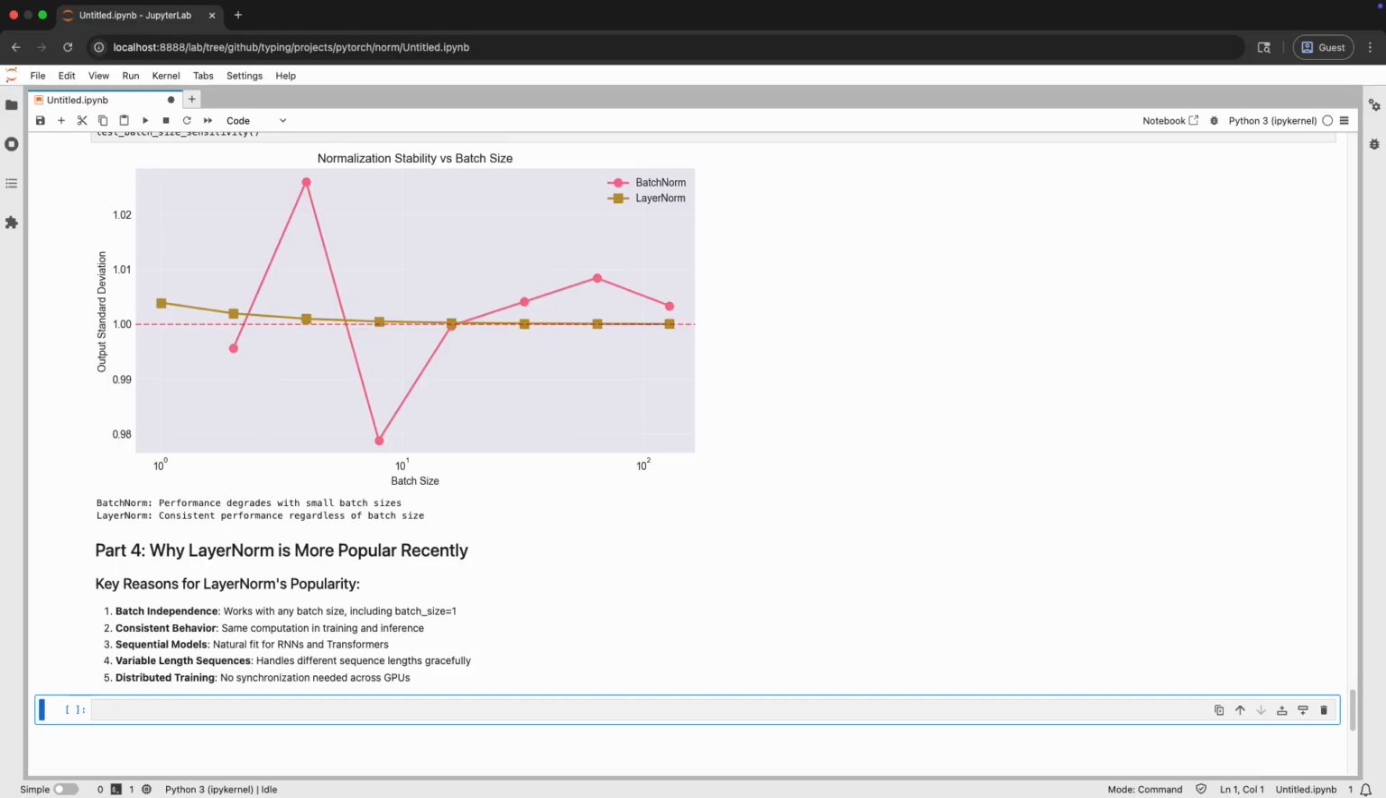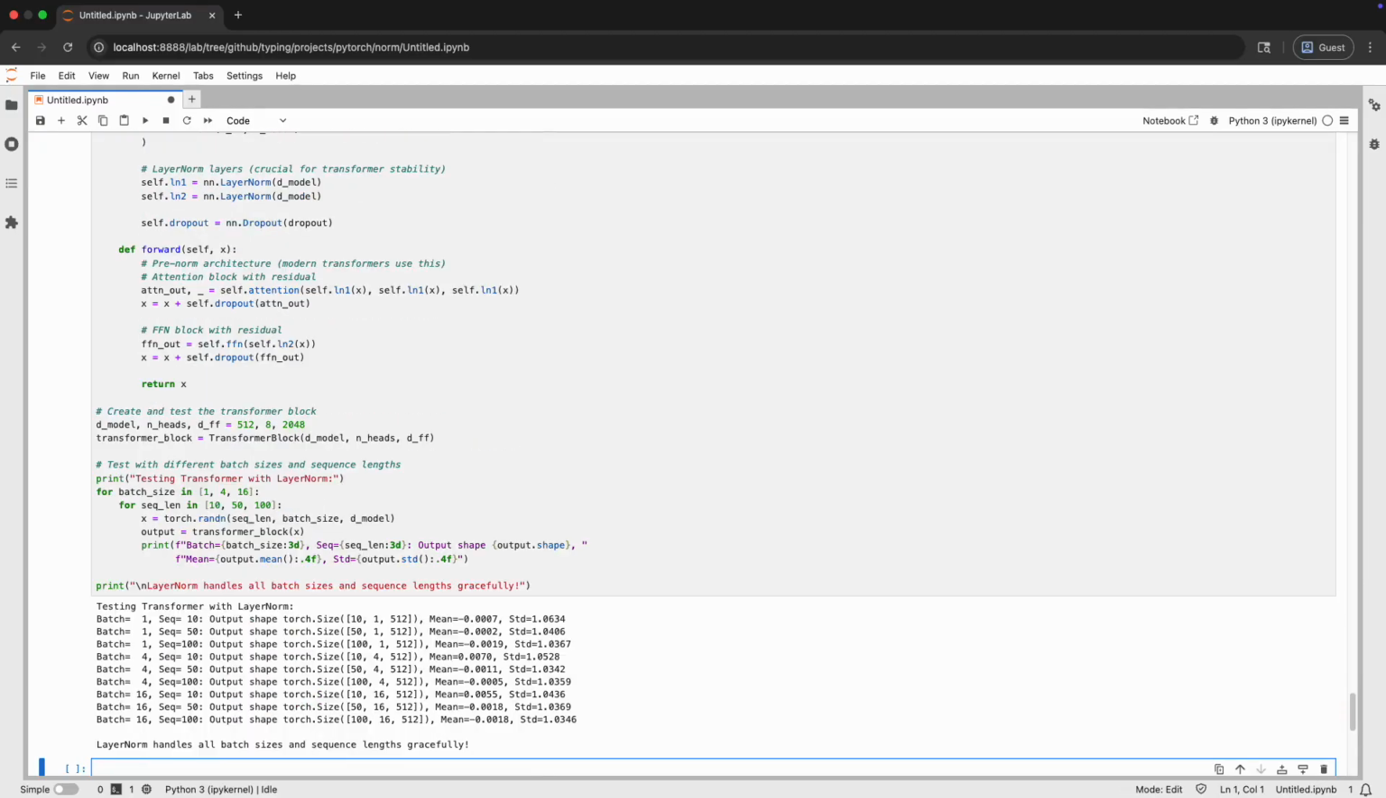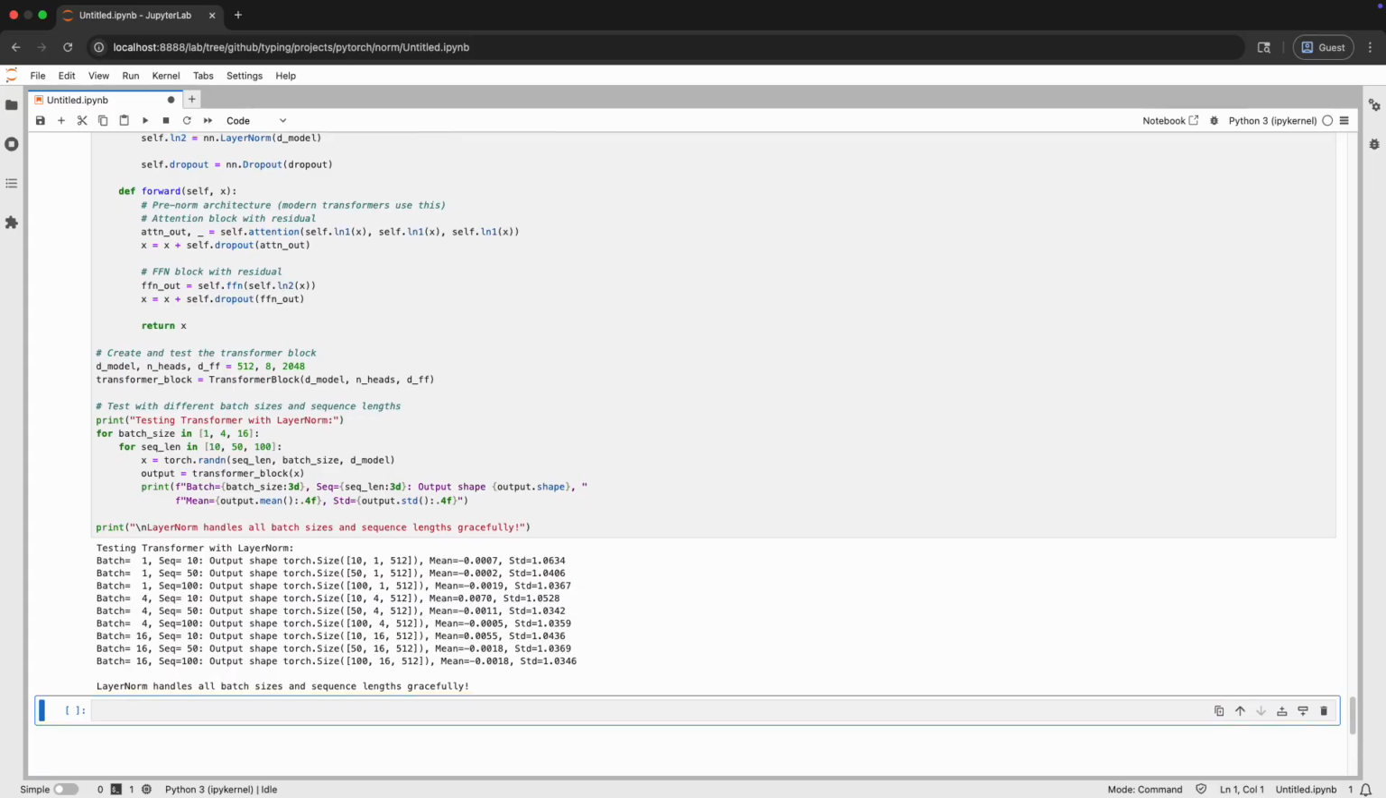This is the standard architecture used in models like BERT and GPT. Notice how LayerNorm is used before both the attention and feed-forward layers in this pre-norm architecture. Excellent! Our transformer block handles all combinations of batch sizes and sequence lengths gracefully. Whether we have a single sample or 16 samples, whether we have 10 tokens or 100 tokens, LayerNorm ensures stable normalization. The output maintains consistent statistics across all configurations. This flexibility is why every modern transformer uses LayerNorm rather than BatchNorm.